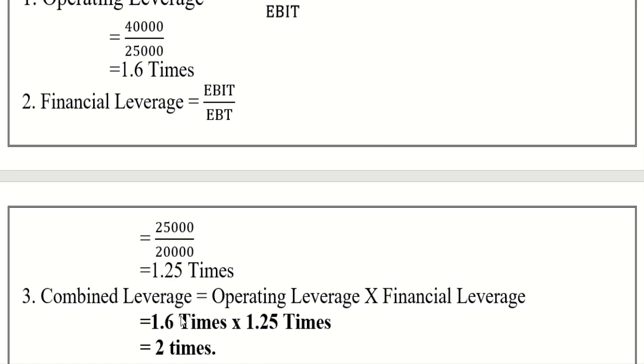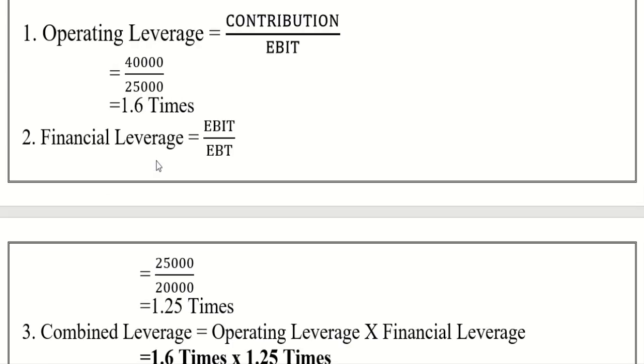This is overall risk. Why do we calculate combined leverage? To know the overall risk of the business. Why do you calculate financial leverage? To know the financial risk of the business. That is interest burden. Why do you calculate operating leverage? To know the business risk or operating risk.